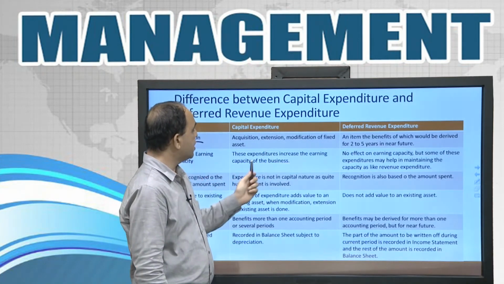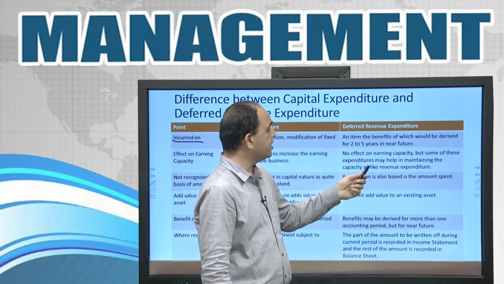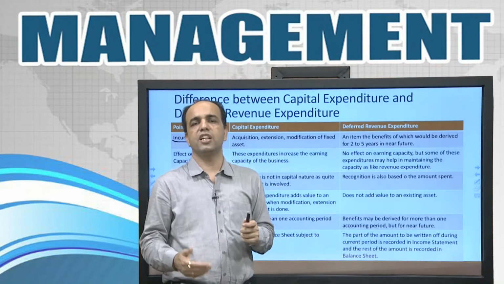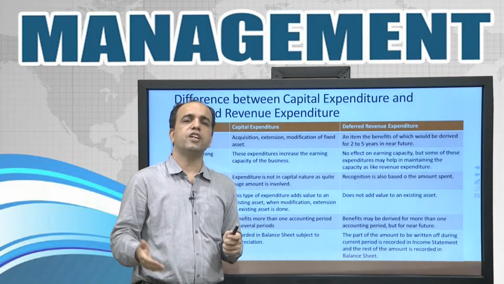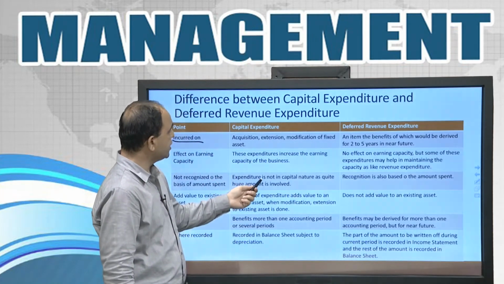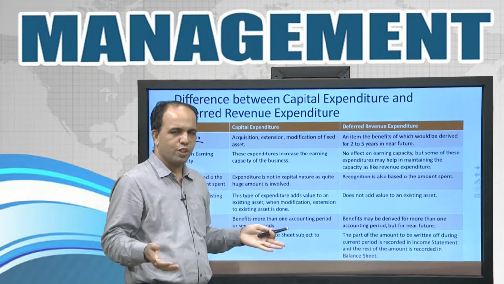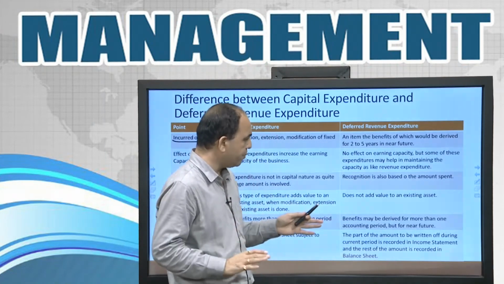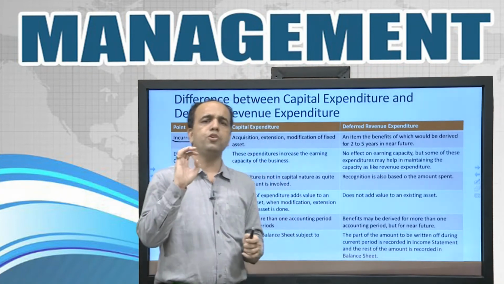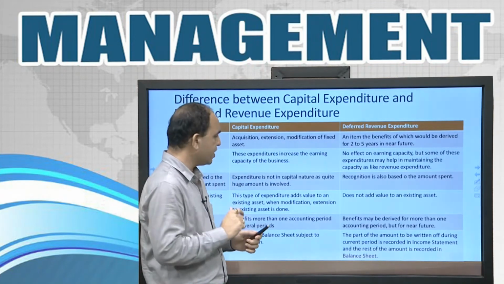This expenditure increases the earning capacity of business, but wait, some of this expenditure may have no effect on earning capacity and may only help in maintaining the capacity, like revenue expenditure. Friends, ultimately, if you do advertisement expense, the effect would be on your earning capacity also. Deferred revenue expenditure is not of capital nature, as quite a huge amount is not involved, right. If a huge amount is not involved, it should not be capital expenditure in general, what we believe. Recognition is also based on the amount spent. Generally, friends, the amount may be huge or small, but the benefit would be for more than 2 to 5 years, right. That is very important.